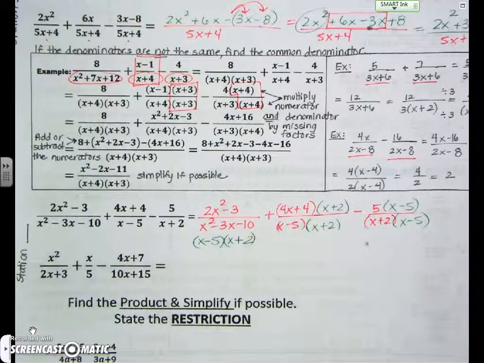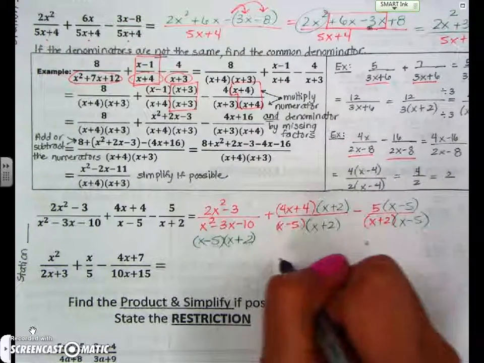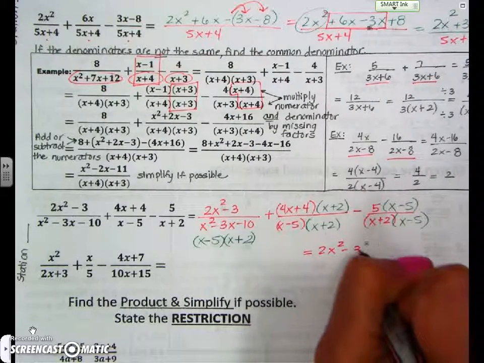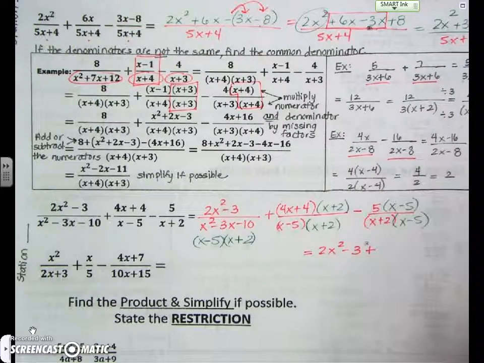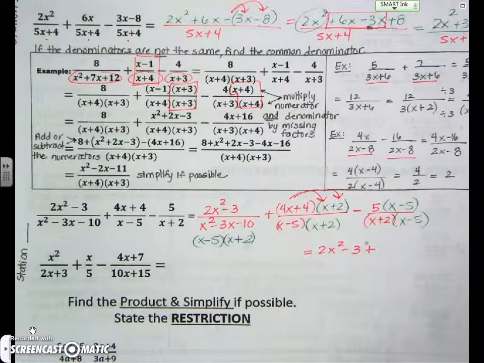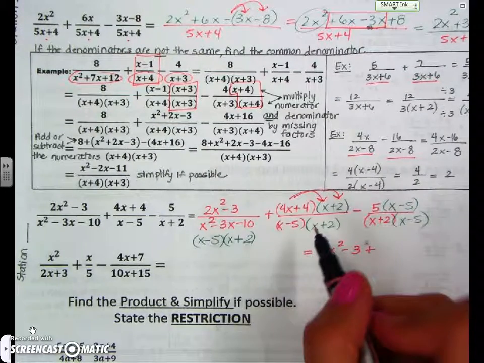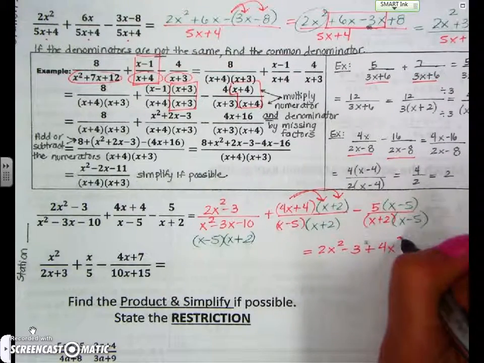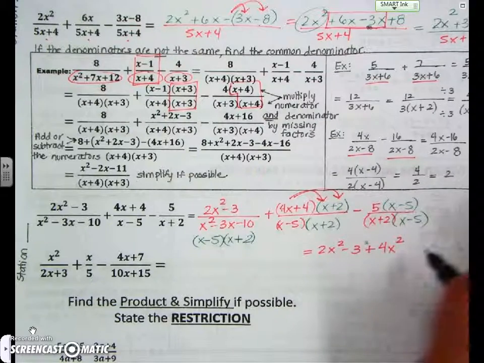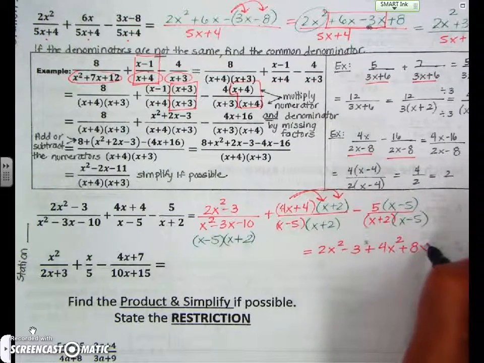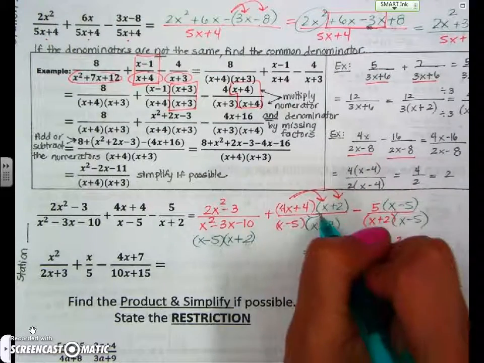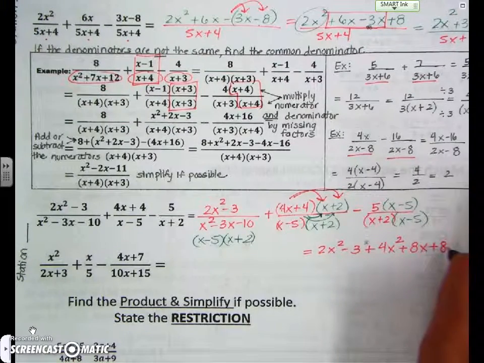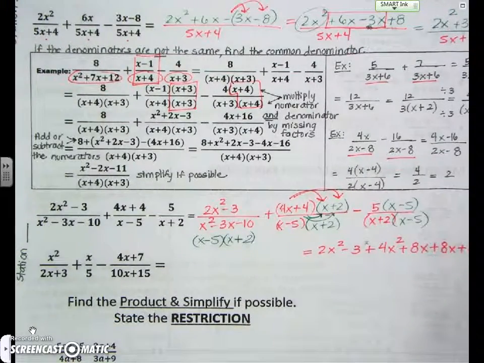So now we need to distribute, okay? This is where it gets a little bit tricky. We have 2x squared minus 3 plus, do you guys remember how to FOIL? Okay, so let's FOIL. What's 4x times x? 4x squared. 4x times 2? 8x, good. 4 times x? 4x, and then 4 times 2 is 8. So 8x plus 8. Oh man, I'm going to run out of room.